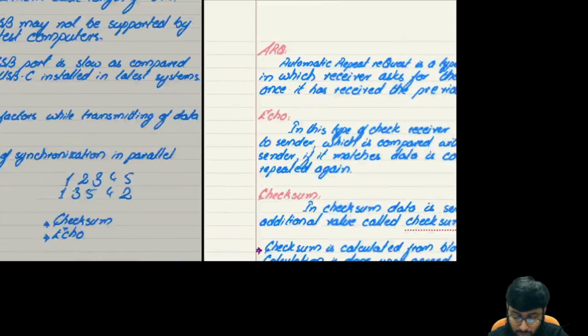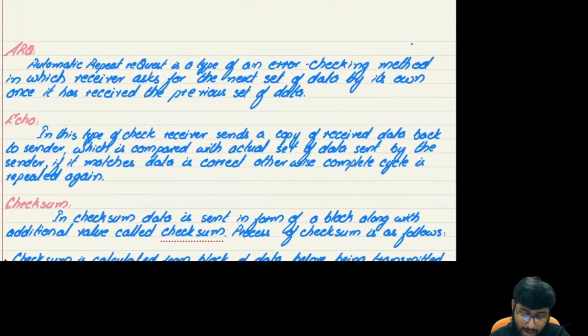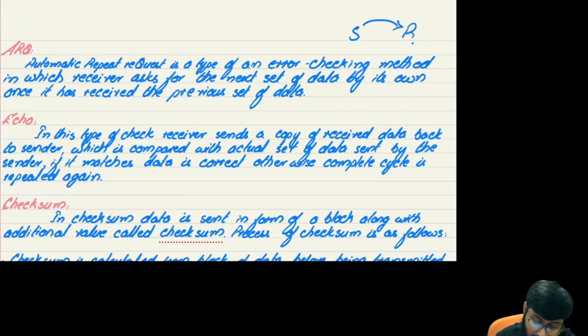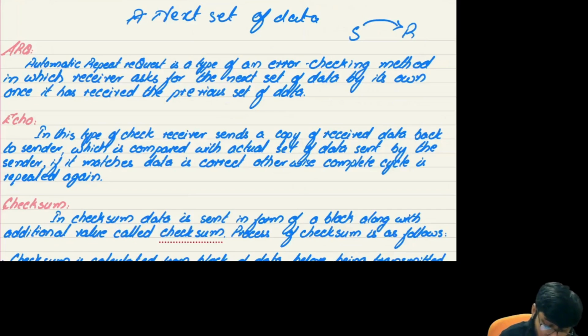First of all, coming towards the ARQ. ARQ stands for automatic repeat request. What does that mean? It means when you're sending the data from the sender's end to the receiver's end, if the data has reached the receiver correctly, the receiver itself will ask for the next set of the data, on its own, but within a given time interval.